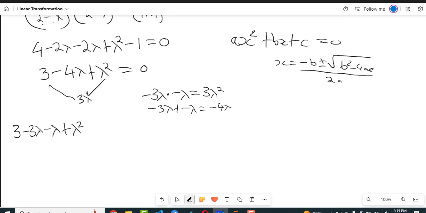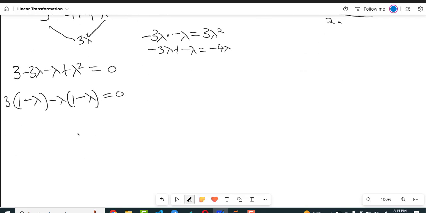If you multiply these two, you get 3 lambda squared, all equal to 0. So this is the polynomial that we have. Now what we can do is factorize. Let us factor out 3, giving 1 minus lambda here. And let us factor out minus lambda, our scalar, and we get 1 minus lambda here, because we are multiplying this into this. I think you are following. Now all equal to 0.